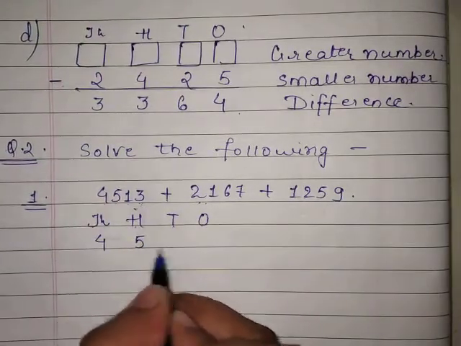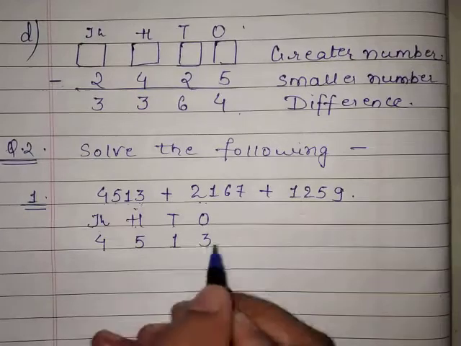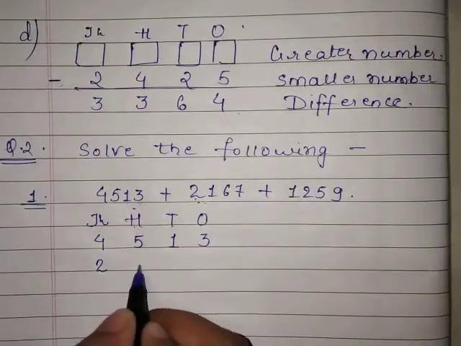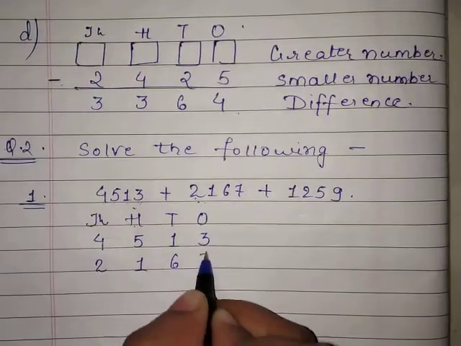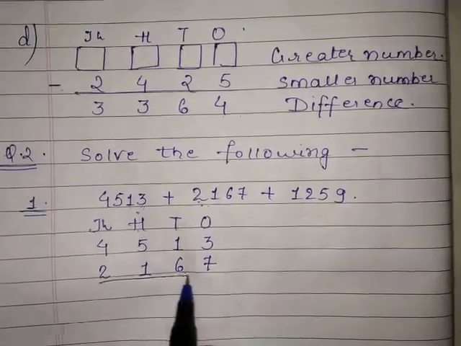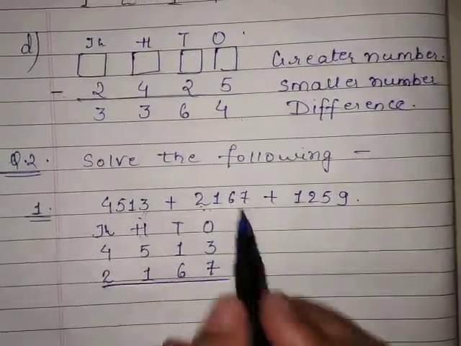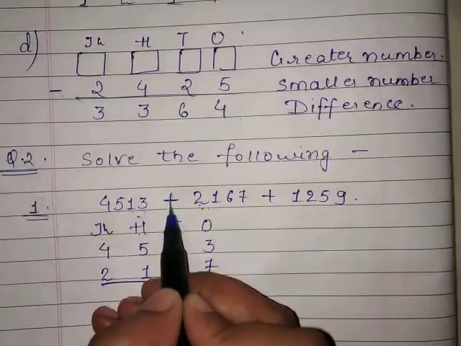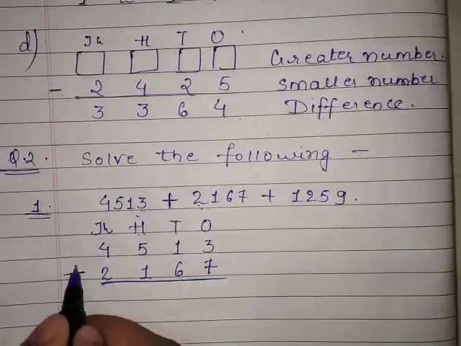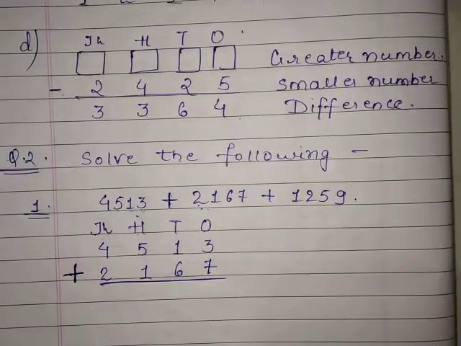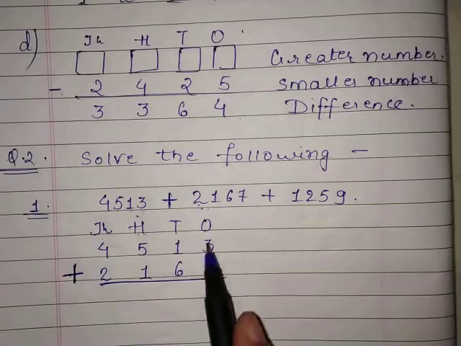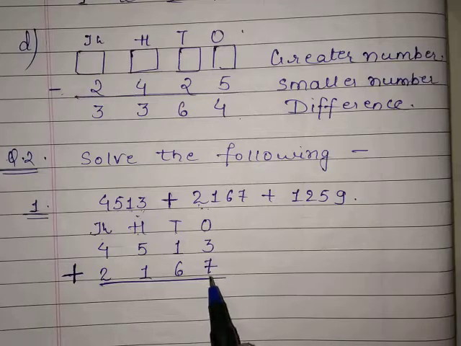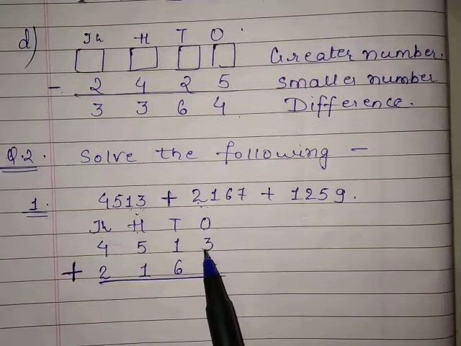So 4513, then 2167. So what we have done? We have written the first number and the second number, and you can see the sign of addition is here. So we have to put the sign of addition. Now we will add these numbers. For doing the addition, we have to start from the right side.